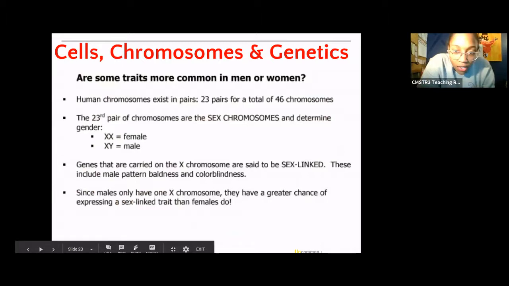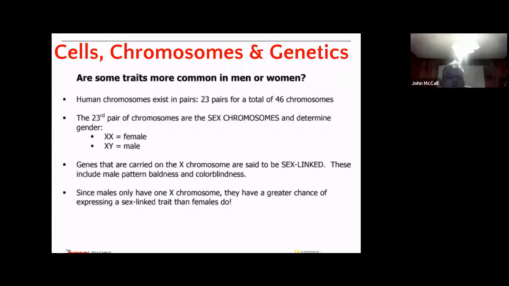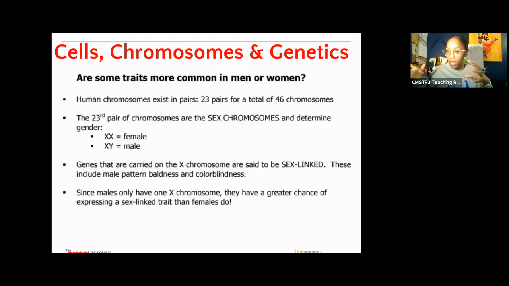All right. So let's talk a little bit more about our chromosomes. We already said that our chromosomes exist in pairs. So we have 23 pairs of our total 46 chromosomes. The 23rd pair are our sex chromosomes. So females are XX, males are XY. Genes that are carried on the X chromosome are said to be sex-linked. So that's things like male pattern baldness and color blindness. So more males are colorblind and more males have baldness, because if they have that trait on the X chromosome, they don't have another X chromosome to balance that out.